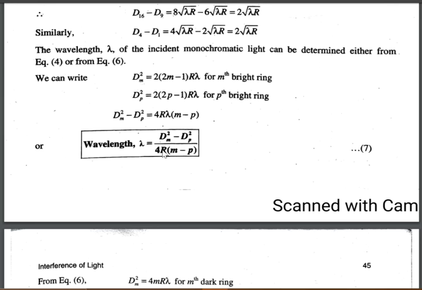R is the radius of curvature of the convex surface of the plano-convex lens, which can be determined by experiment. If you measure the diameter of the mth bright fringe and pth bright fringe, the wavelength of the incident monochromatic light can be determined by performing an experiment. And vice versa, if you know the wavelength of the monochromatic light used in the experiment, we can also determine the radius of curvature of the convex surface of the plano-convex lens. That is the experimental part. You are going to perform that experiment in the lab, which is known as Newton's rings experiment. So this completes the derivation part.